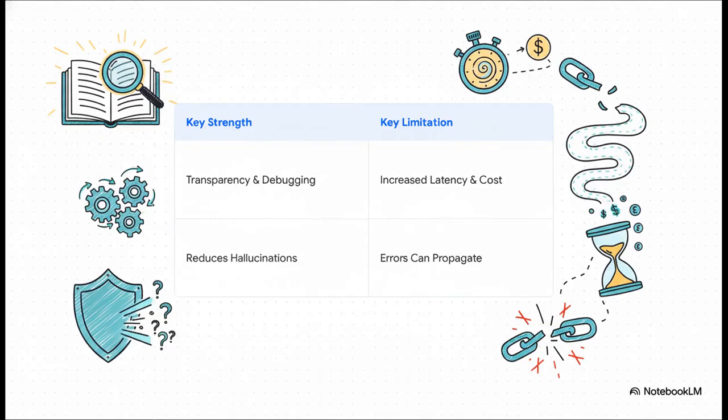And this slide really highlights the classic trade-off, right? On one hand, you get incredible transparency. When something goes wrong, you can look at the log and see exactly where the logic went off the rails. But the price for that clarity is more time and more money for every single one of those loops. Still, it's pretty much the go-to starting point for any task that isn't totally straightforward.